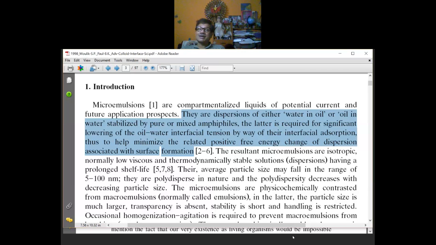And what would be the characteristics? Like the macroemulsions or the emulsions I told, they are translucent, sometimes they are opalescent, sometimes they are turbid. But when I am considering the microemulsion, they are clear, isotropic. You know the term anisotropic. Isotropic means when the properties are not direction dependent.